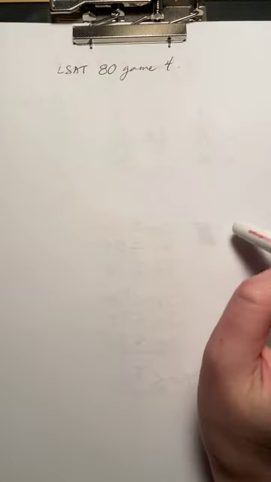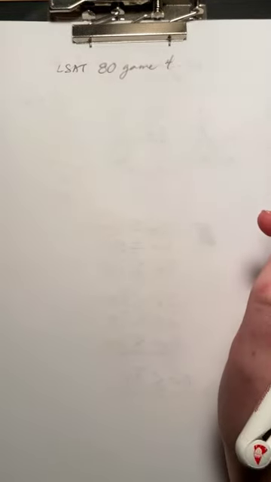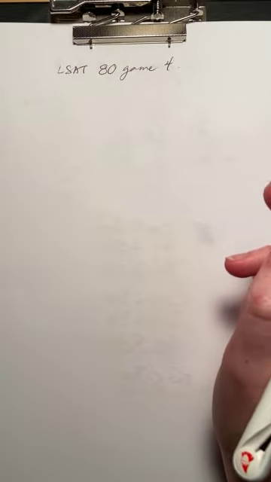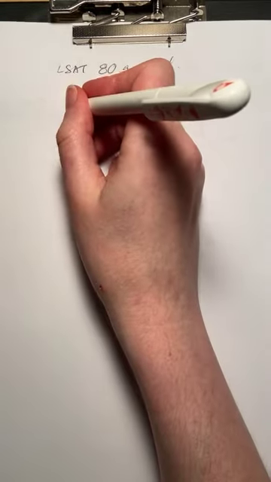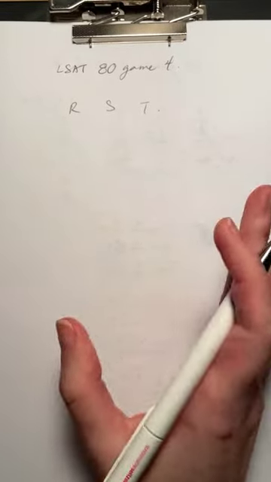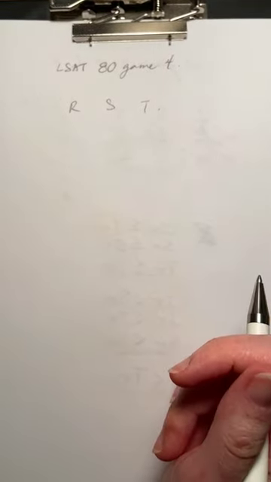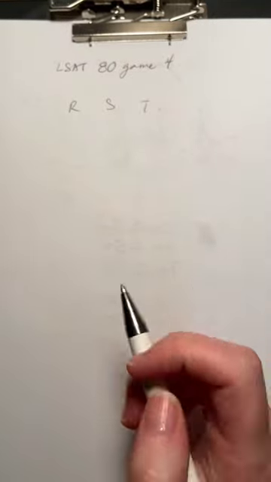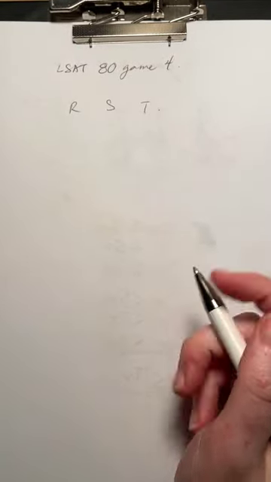Hi, so in this video I'm going to go over game 4 from prep test 80. We have 3 real estate companies, R, S, and T, and they're considering trading buildings with one another. Each building they own is categorized as either class 1, 2, or 3, depending on approximate value.